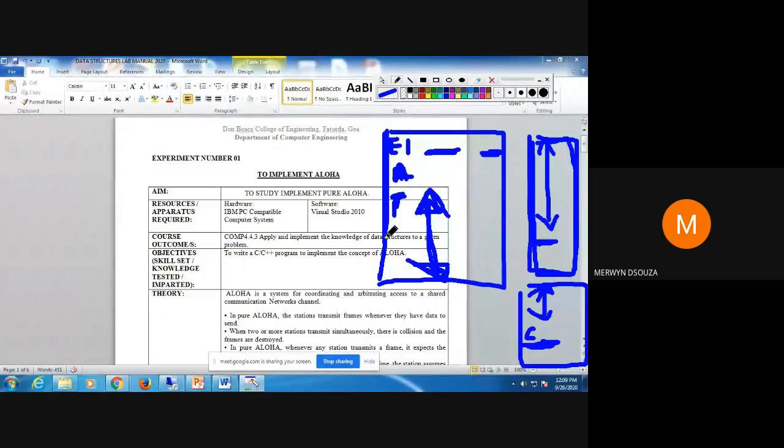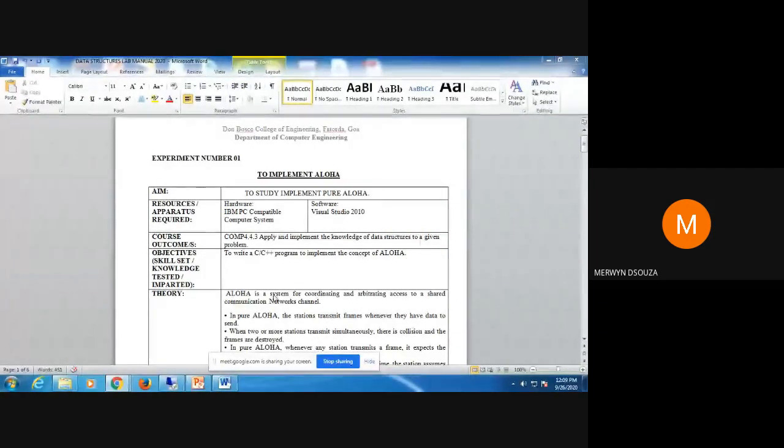These are the bond pages I told you all to buy. So this will be a bond page and this will be a bond page and this will be a printout page with your program and output. And like that you're going to do it for each experiment. You're going to maintain a hard copy of the file also. Okay. So soft copy and hard copy of the file.